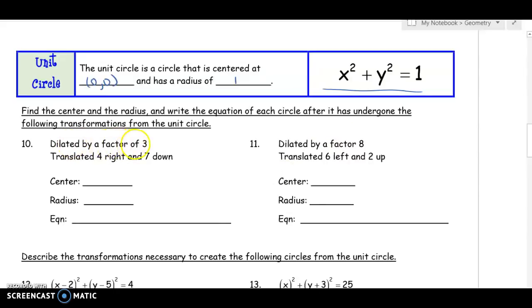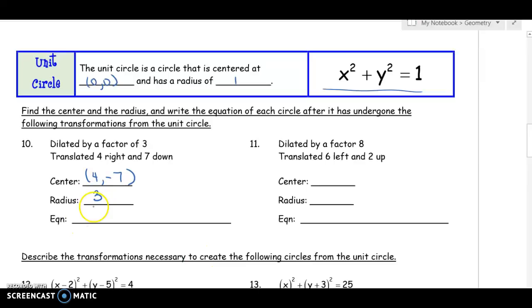So dilated by a factor of 3 means that the entire equation is being multiplied by 3, all right? So it's getting 3 times bigger. So if the radius is 1, it's now 3 times bigger. 3 times 1 would give you a radius of 3. Translated means it's moving. It's moving 4 right and 7 down. So our center, it was at 0, 0. It's now going 4 right and 7 down. Well, if you're going 4 right and 7 down, that'll land you at 4, -7. 4 to the right, 7 down.